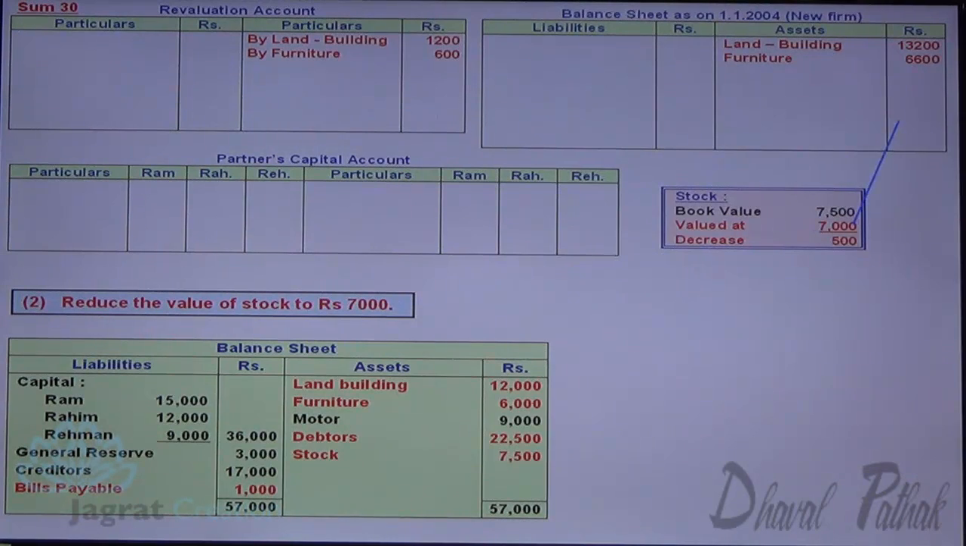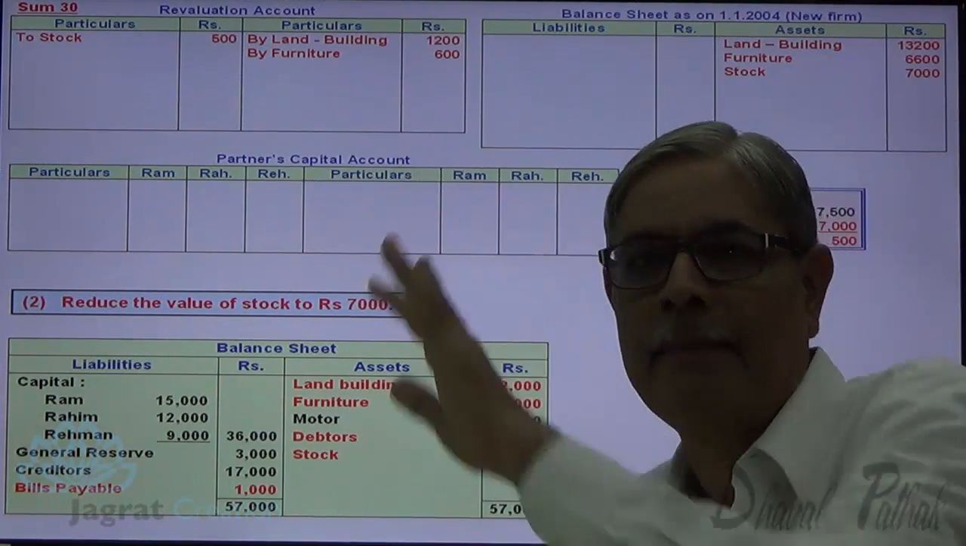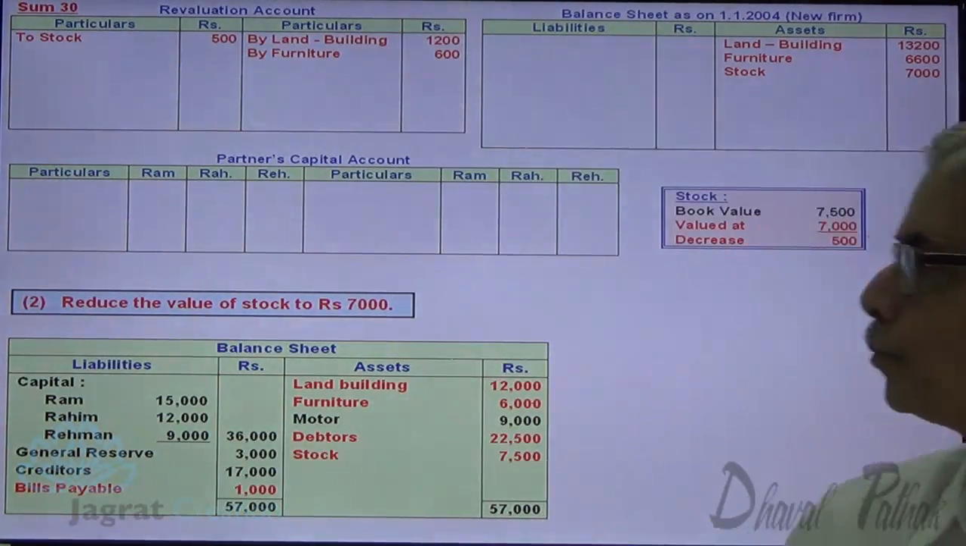7,500 minus 7,500 is the reduction. Stock appears in the balance sheet at 7,000. And this decline in value of stock being lost is debited to revaluation account. Journal entry: revaluation account debit to stock account credit.